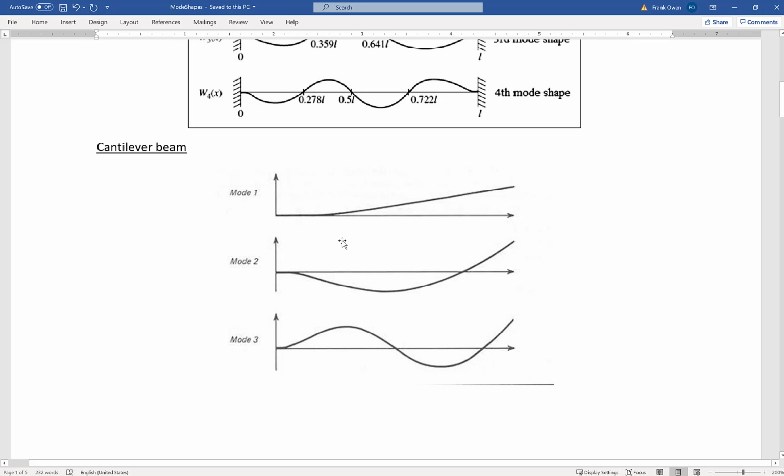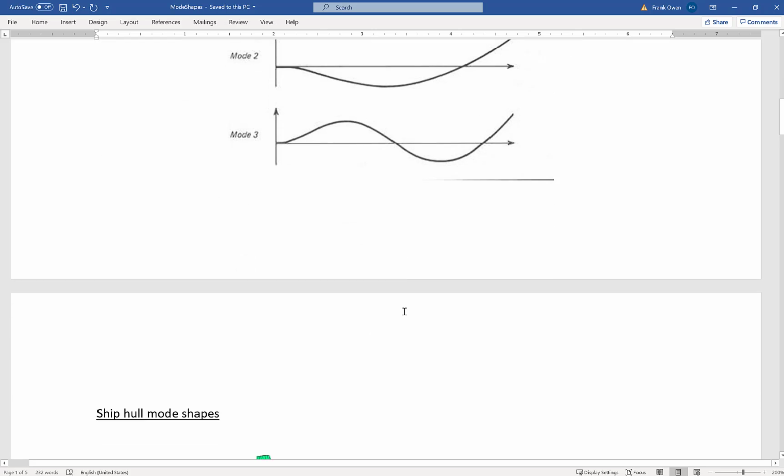This is only showing three modes. Again, there's an infinite number of modes theoretically, but normally, like I said, once you get past 3 or 4 modes, the severity of vibration with the higher order modes is less and less and less. So typically you look at the first few modes and then you just forget about the ones after that.